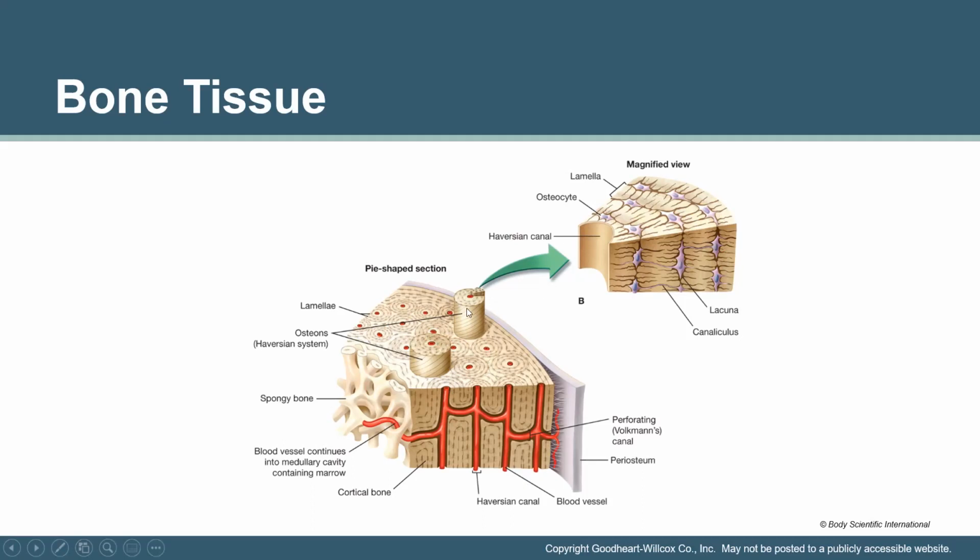If we magnify one of these osteons, one of these rings of the tree or Haversian systems, we can see some other structures. The rings themselves are called lamellae. We have two different kinds of lamellae. They can be concentric, which would be the ones we're seeing that go around that Haversian canal. And then there's circumferential lamellae, which would be this one here, which goes around the whole entire layer of cortical bone on the outside.